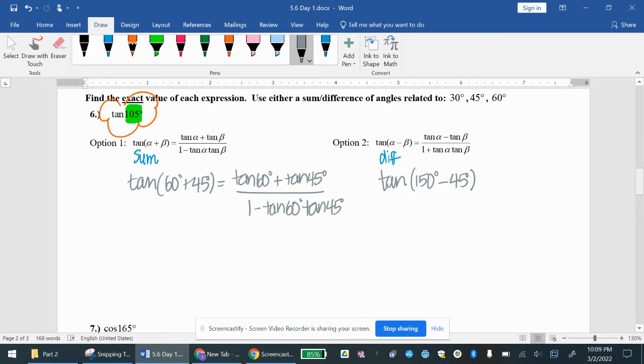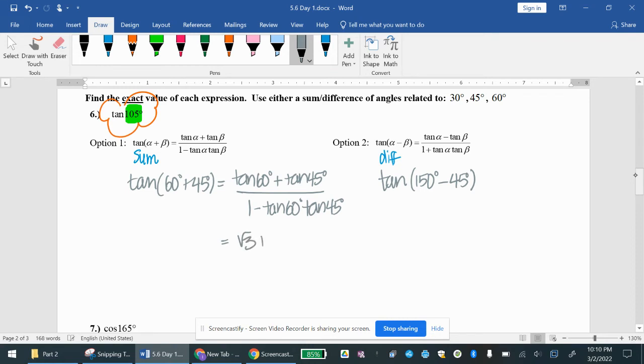So first and foremost, let's make sure that you pause the video right now and find the tangent of 60. Find the tangent of 45 so then you can plug them in. Notice that both of these angles are in quadrant 1, so you don't have to worry about whether it's negative or not because it's in quadrant 1. Everything's positive in quadrant 1. Okay, so pause the video, find those. Push play when you're ready.